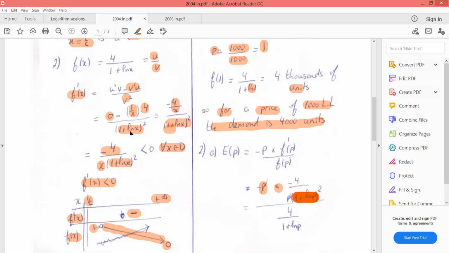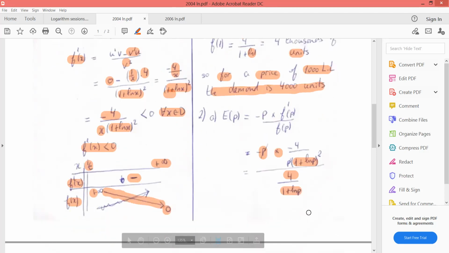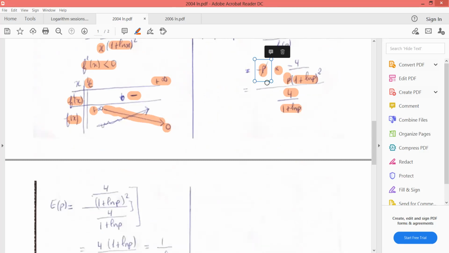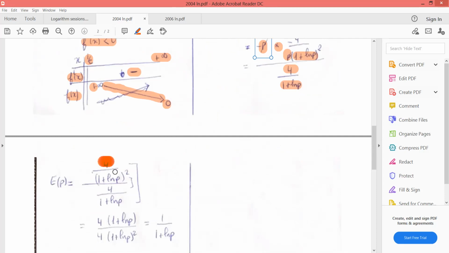As I told you before, in part B we are going to use the results from part A. One of the results that we used is the derivative, so we don't find the derivative once again. The derivative is determined in part 2. I can replace it: 4 over 1 plus ln P. We can simplify the minus P and P here. Minus times minus is plus, 4 over 1 plus ln P squared, over 4 into 1 plus ln P.